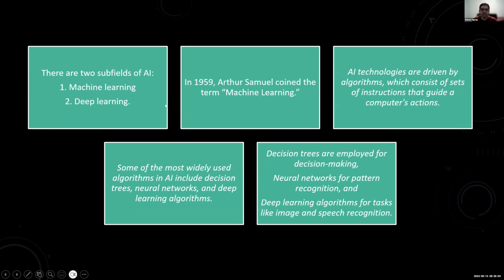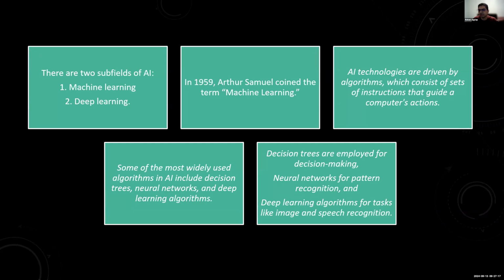There are two subfields of AI, machine learning and deep learning. Arthur Samuel coined the term machine learning. Also, the algorithms which I just talked about consist of sets of instructions. Basically, algorithms are instructions that guide the computer's actions. These algorithms can be decision trees, neural networks, or deep learning. We'll talk about each of them very briefly.